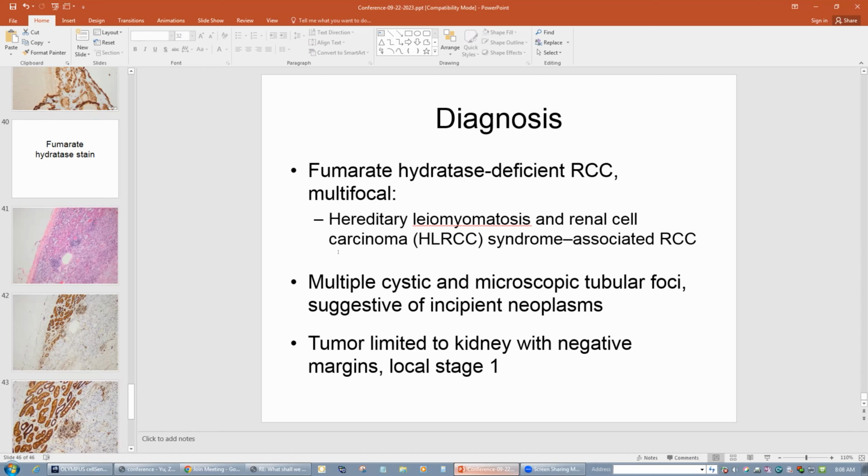Any final comments, Jung-Seen? No, just think about pediatric renal tumors, think about syndromes, genes, which is going to help your diagnosis.